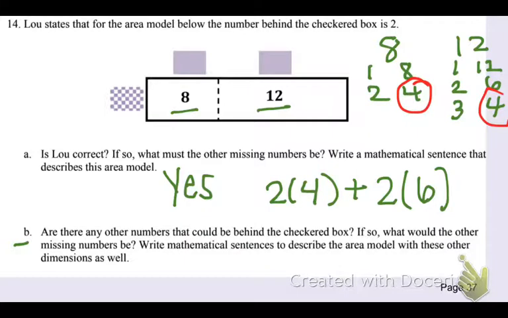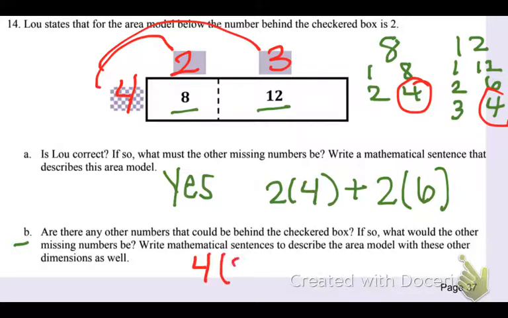That means I can apply 4 right here. So 4 multiplied by what gives me 8? I know that 4 multiplied by 2 gives me 8, and 4 multiplied by what gives me 12? Well, 4 multiplied by 3 gives me 12. So I can also say that 4 multiplied by 2 plus 4 multiplied by 3.